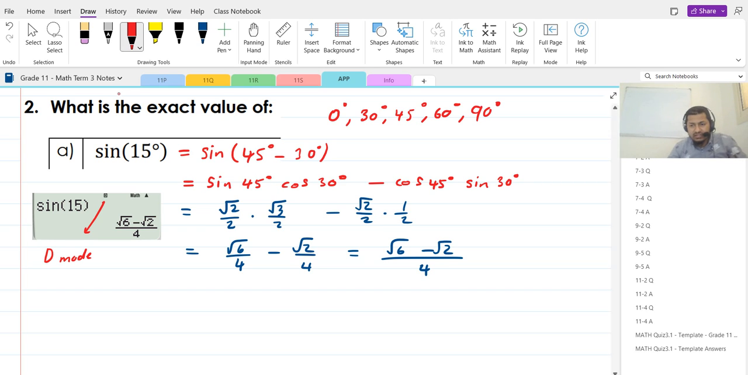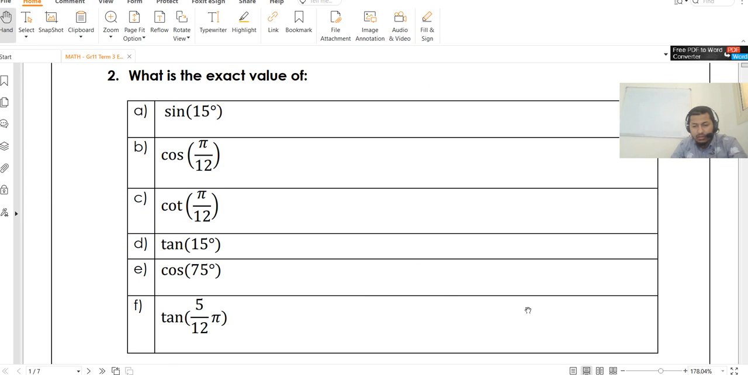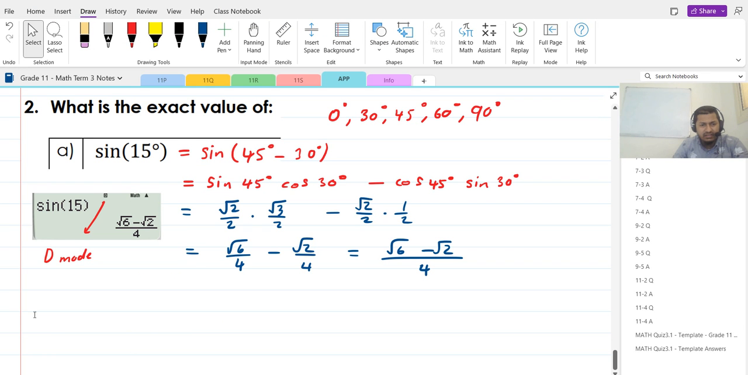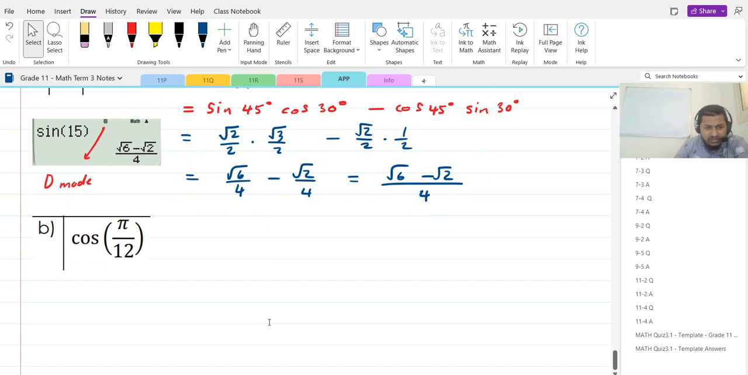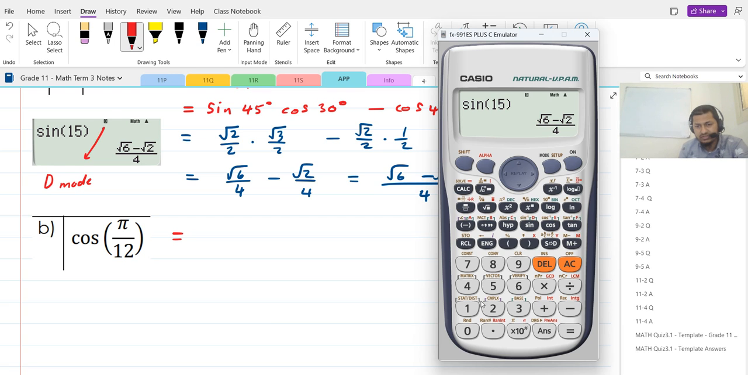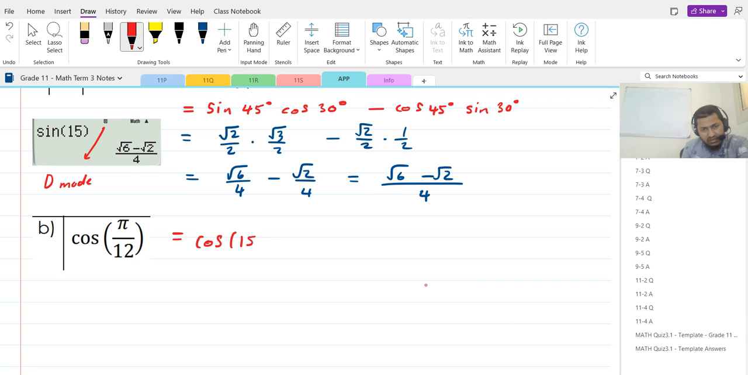Let's look at the second question. Cos pi by 12. Now pi by 12 is basically doing 180 degrees divided by 12. So let's work this answer in degrees rather. If you say 180 divided by 12, we can convert the pi into degrees. So 180 divided by 12, you should get 15. Right, so cos 15. What's cos 15?